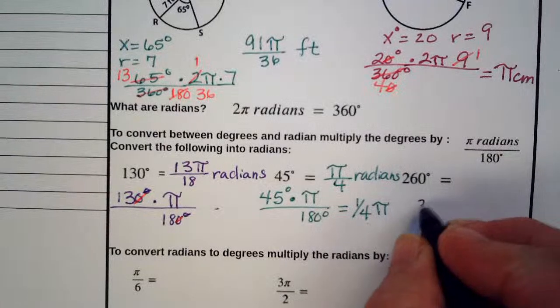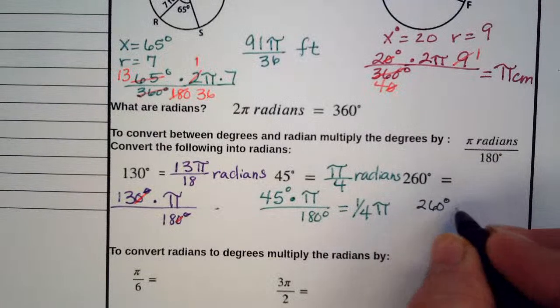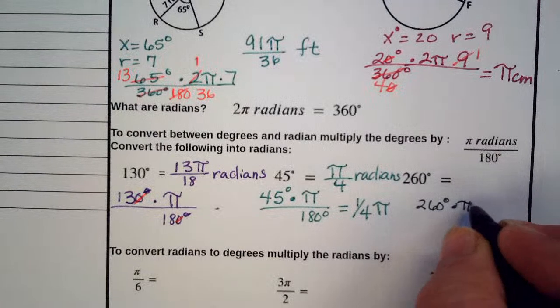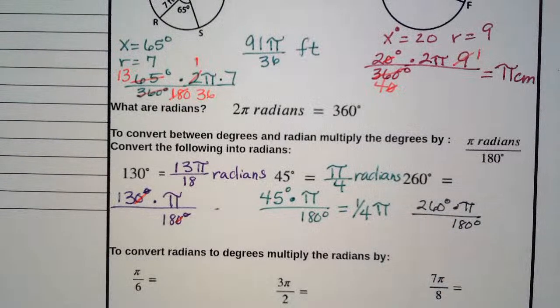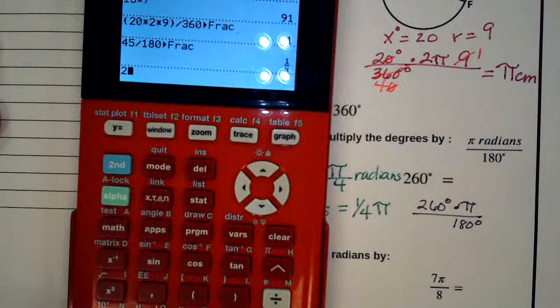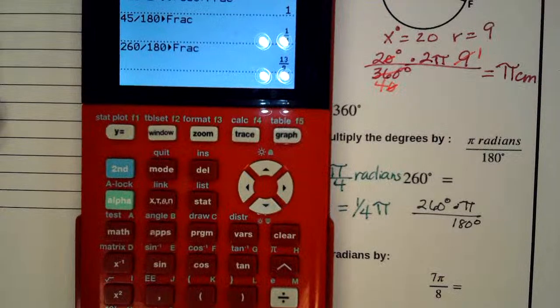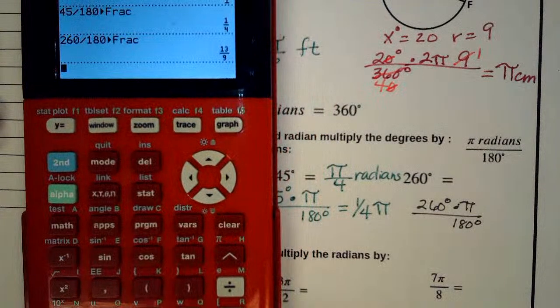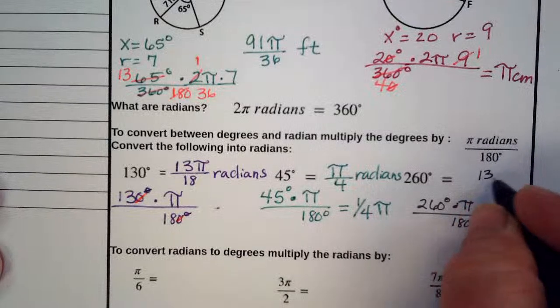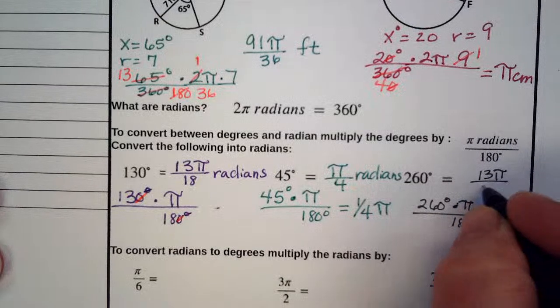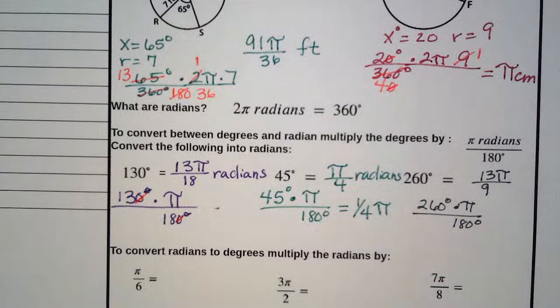Okay, so that's 260 degrees times pi over 180 degrees. 260 degrees divided by 180 degrees. Math button, enter, enter, and I get 13 over 9. So this becomes 13 pi over 9 radians.